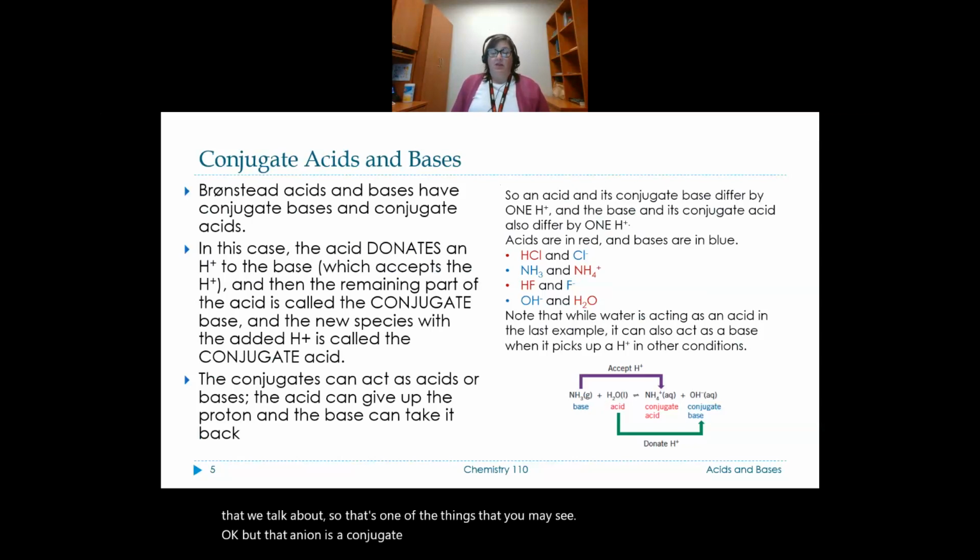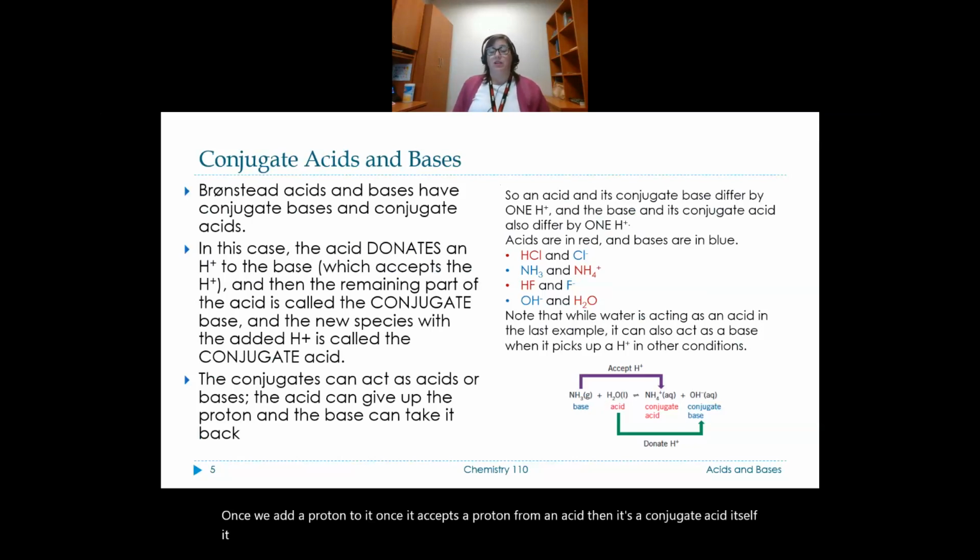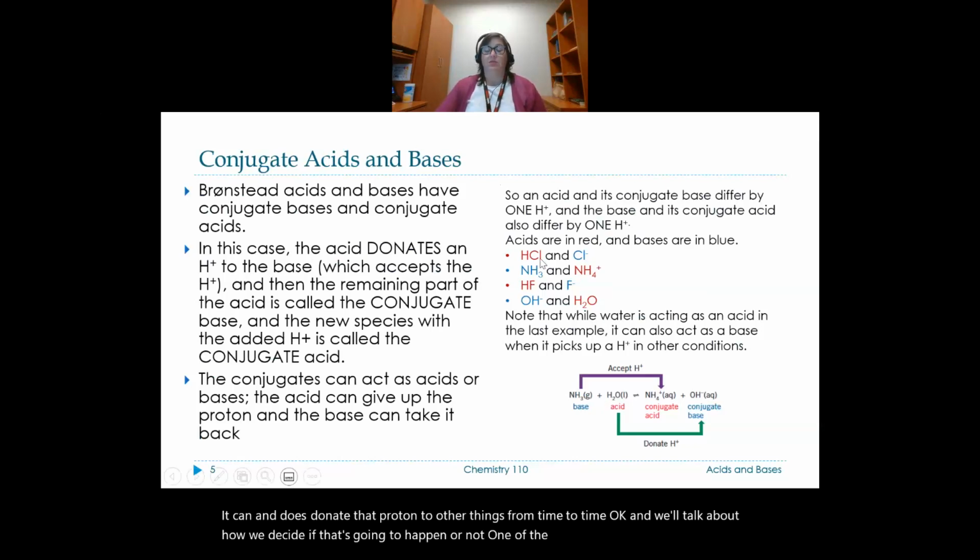All right. When we talk about ammonia as a weak base, once we add a proton to it, once it accepts a proton from an acid, then it's a conjugate acid itself. It can and does donate that proton to other things from time to time. Okay. And we'll talk about how we decide if that's going to happen or not. One of the things that you need to be able to do is if I give you an acid, you need to be able to identify what is the conjugate base. So if I tell you this is HCl, what's its conjugate base? And that'll be Cl minus.